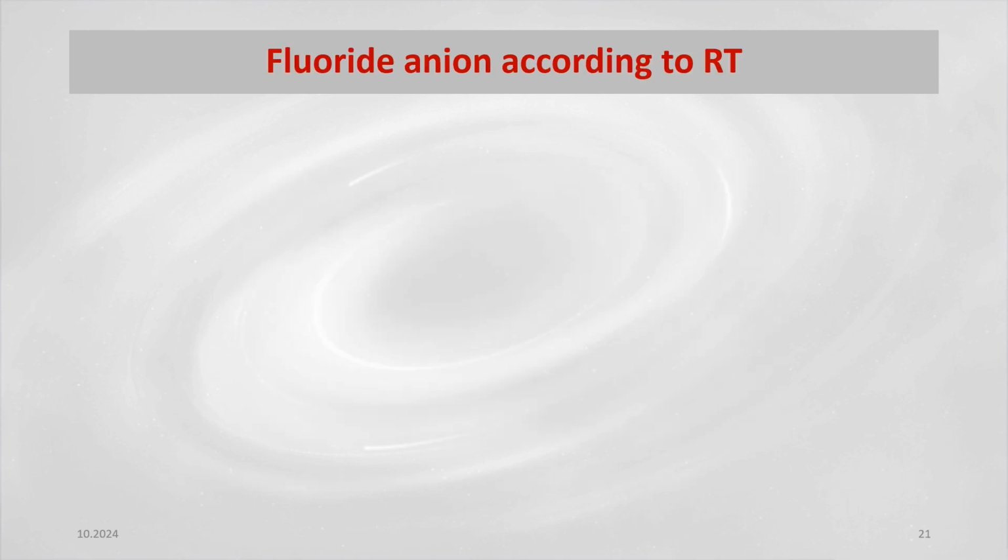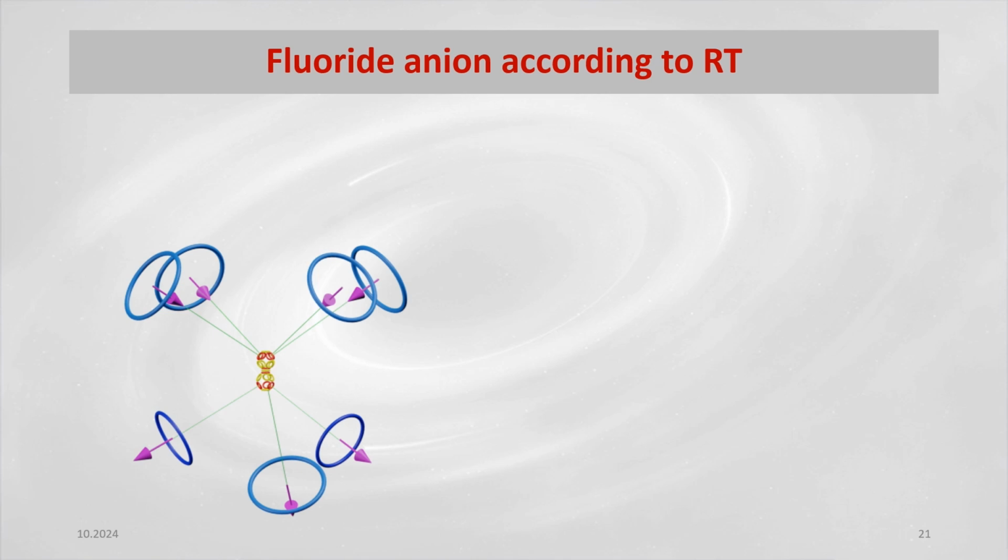How the sigma hole works according to the ring theory will be shown by the formation of the fluoride anion. A fluoride anion is formed when a fluorine atom accepts 1 electron. Fluorine is a very electronegative element, which means it has a strong tendency to attract electrons. However, this property cannot be explained in terms of electrostatic forces.